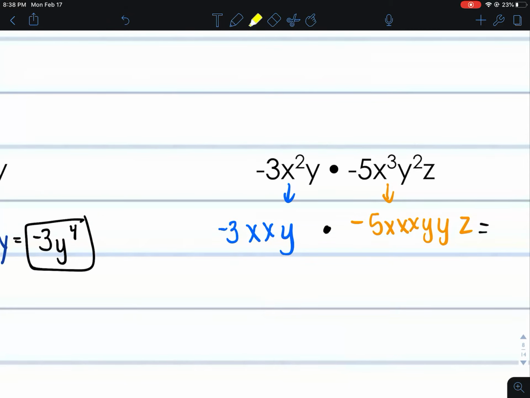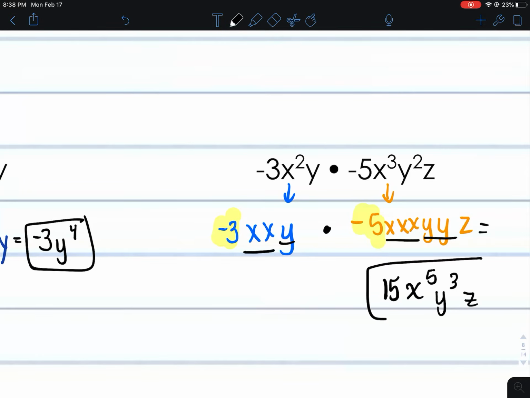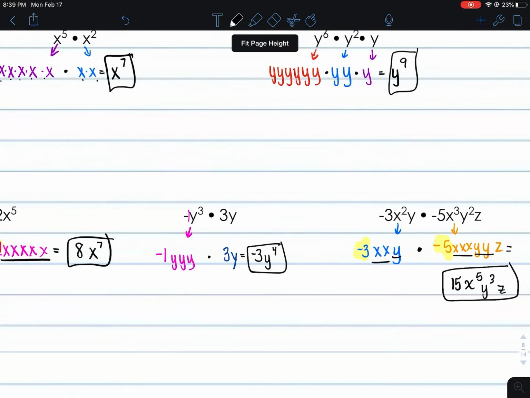So we're going to go ahead and just multiply these numbers together. Negative 3 and negative 5 would be 15. And then the x's, I have 2 here and 3 here, so that's x to the 5th. I have 1 y and 2 y's, that's y to the 3rd. And then there's only 1 z. So that'd be your final for that.